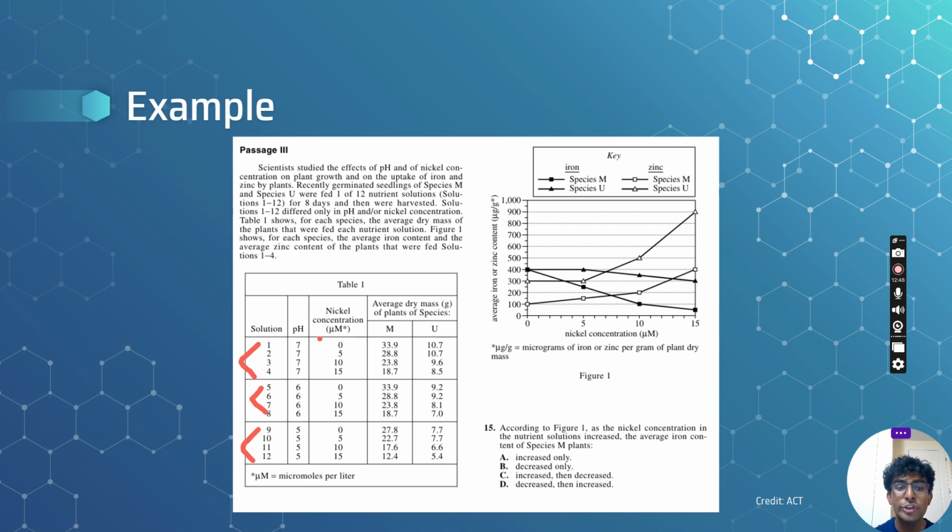The nickel concentration assumes the role of an independent variable, and you have dry mass as your dependent variable for different species. So this would be your dependent variable for this table in this instance, if you were looking at subgroups of solutions. For the graph, we're looking at nickel concentration as the independent variable and average iron or zinc content as the dependent variable. And the key is also very important in a graph, because when you look at points, they might ask you, okay, at 10 micrometers, what would species M concentration of iron be? So that would be this line. You look right here and see, oh, it's 100 milligrams per gram.